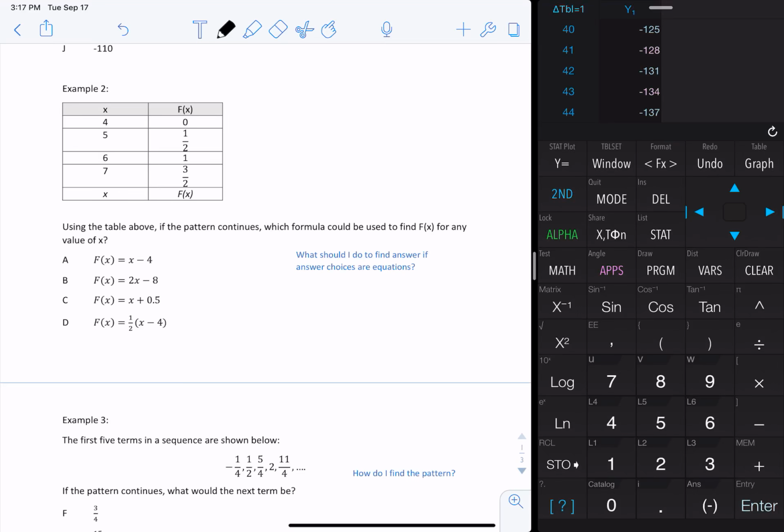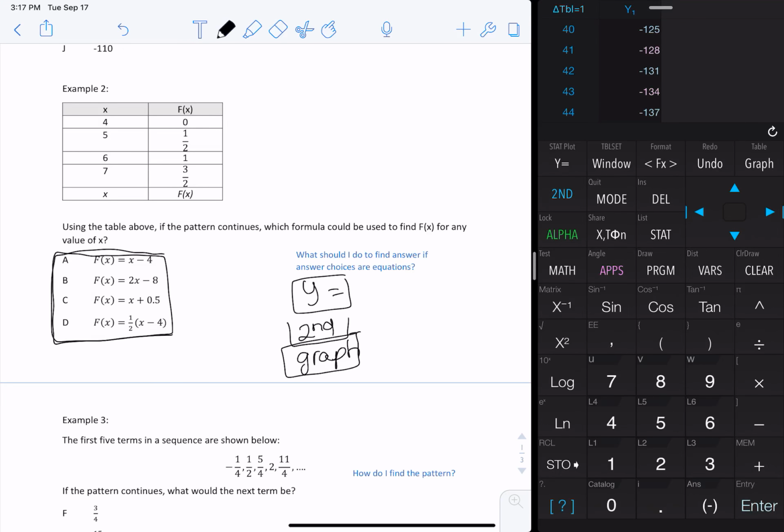It gives you a table and says, if using the table, if the pattern continues, which formula could be used to find f of x for any value of x? So they give us the equations as the answer choices. If you are given an equation, you can always use your calculator. So the question is, what should I do to find the answer if answer choices are equations? Every time your answer choices are equations, you're going to put each equation into y equals, and then push second and graph. And you're just going to match the answer choice equations to the table in the calculator, okay?